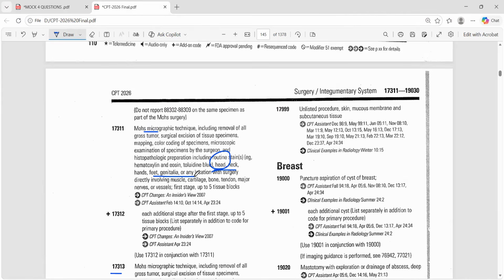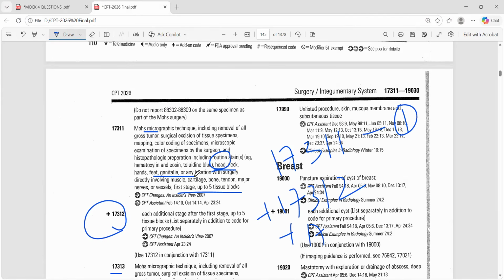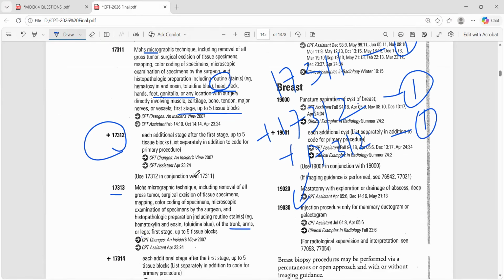Which means 17311. The additional, how many stages? It is for the first stage, up to 5 tissue blocks. Okay, in the first stage we have 1 tissue block additionally. Then we have additionally 2 stages, 17312 plus 17312 for the second stage and third stage. We are already having additional tissue blocks in the second stage and third stage. How can we write these? Okay, we can write like this: 17311 plus 17312 two times. 17312 is 2 times.